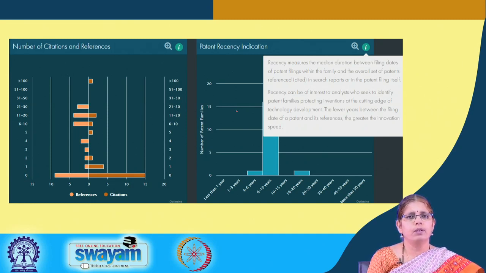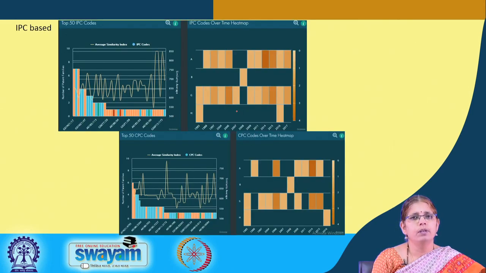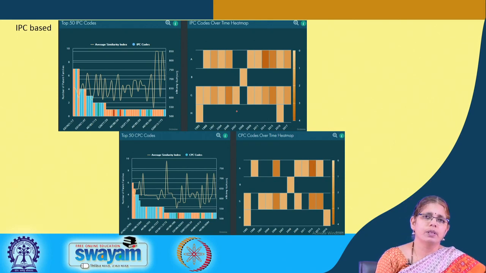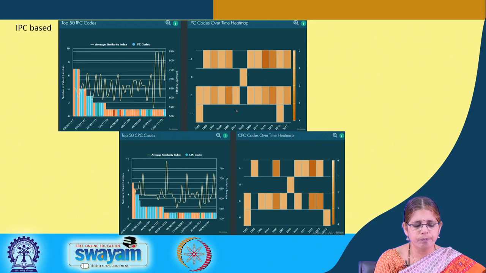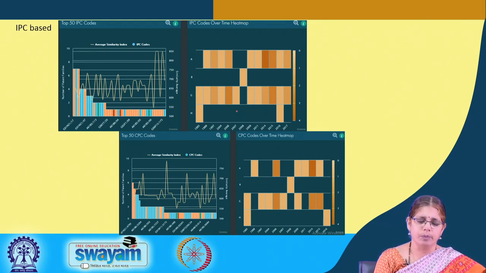So, these are all different ways in which one can visualize the analysis of the patent data. Many tools provide IPC based information and analysis. In this case, again we have the top 50 IPC codes vis-a-vis the average similarity index in relation to patents, and then you can have a time map vis-a-vis IPC.